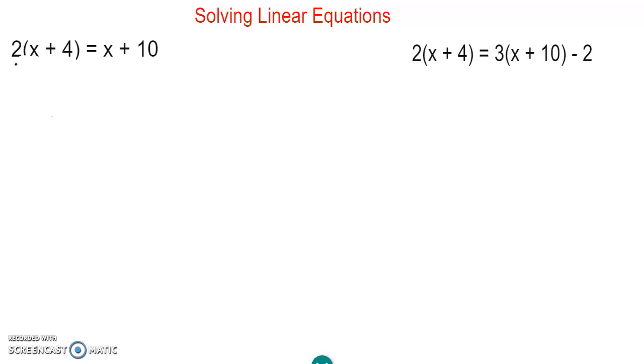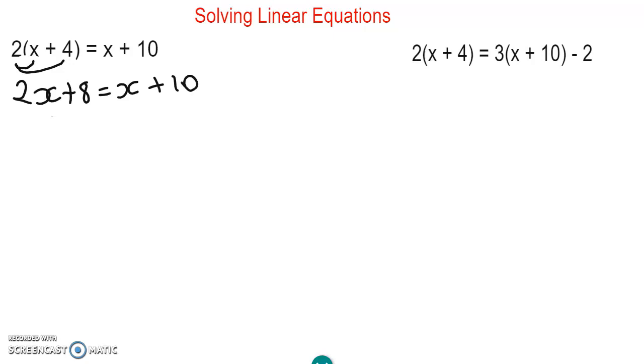So we've got 2 times x, which is 2x. And then we've got 2 times 4, which is 8. And the other side, we're just going to leave it as it is for now. And I'm just going to write that down there.